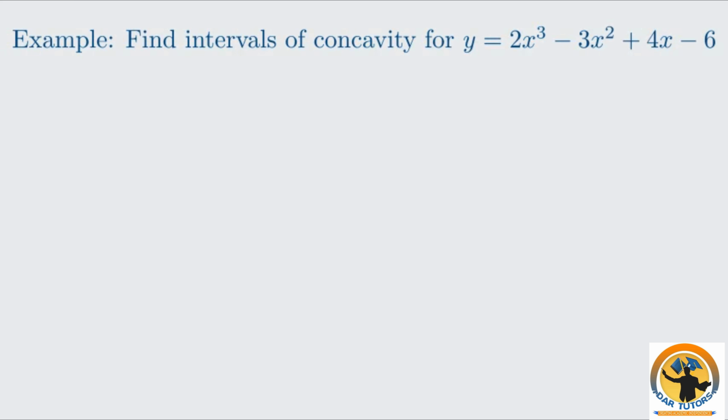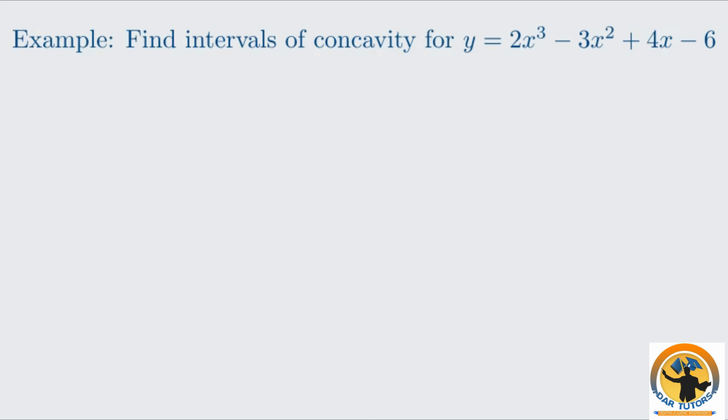Let's work through an example to see how this is applied. We will find the intervals where the curve y equals 2x cubed minus 3x squared plus 4x minus 6 is concave up or concave down. Our objective is to determine the concavity of this cubic function. The first step is to find the second derivative.